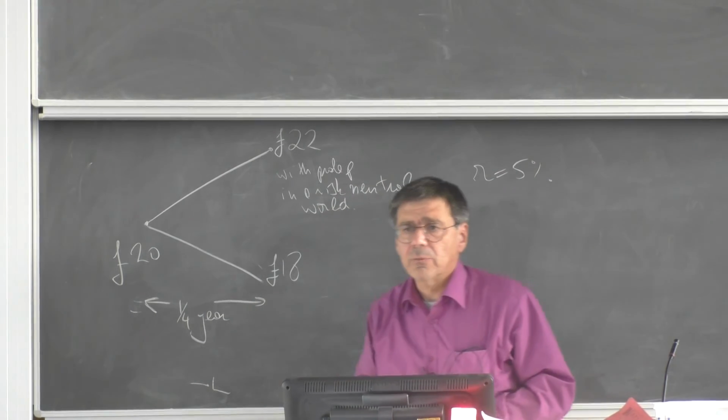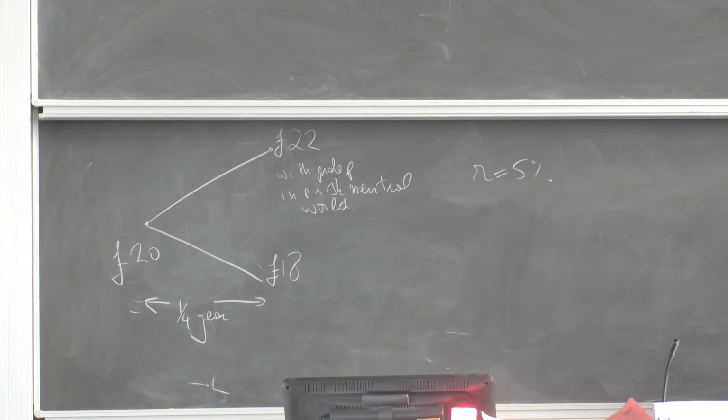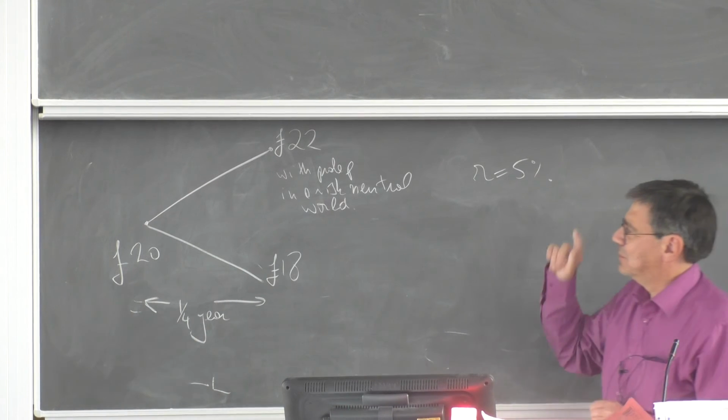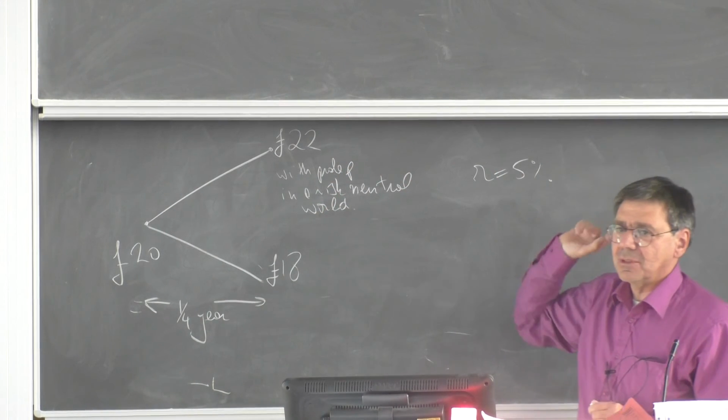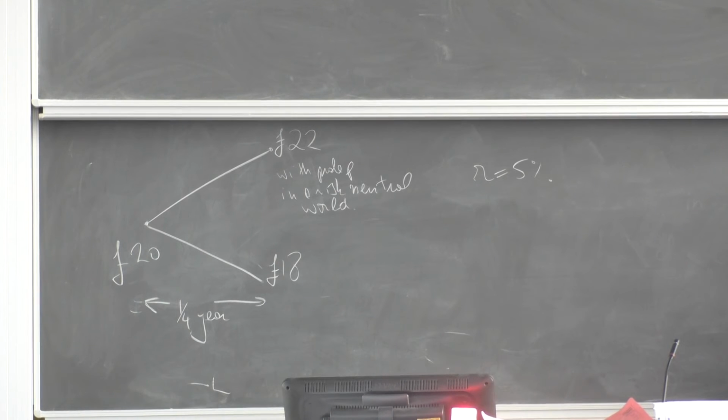So let's see if we can find what P is. You're squinting, so let me just read it for you. With probability P in a risk-neutral world. This is what I tried to write there. So let's see if we can find what P is.